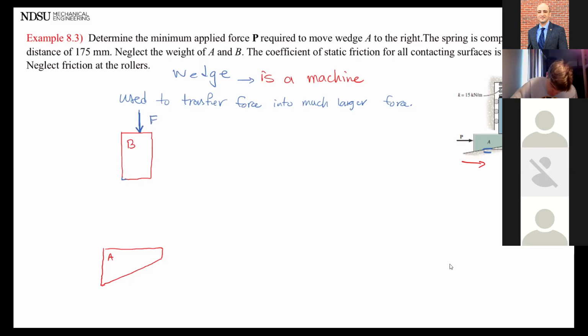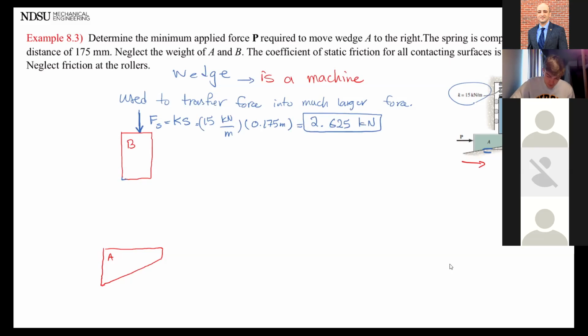Remember, that's always compression. Tension is always going away from your point, from your pin, from your object. Don't know if you guys remember, F of the spring is Ks. The K is given as 15 kilonewtons per meter, and then it is compressed 0.175 meters. So this is going to be 2.625 kilonewtons force. I just did the calculation and put everything on the free body diagram. Okay. What else? I don't see any other active forces.